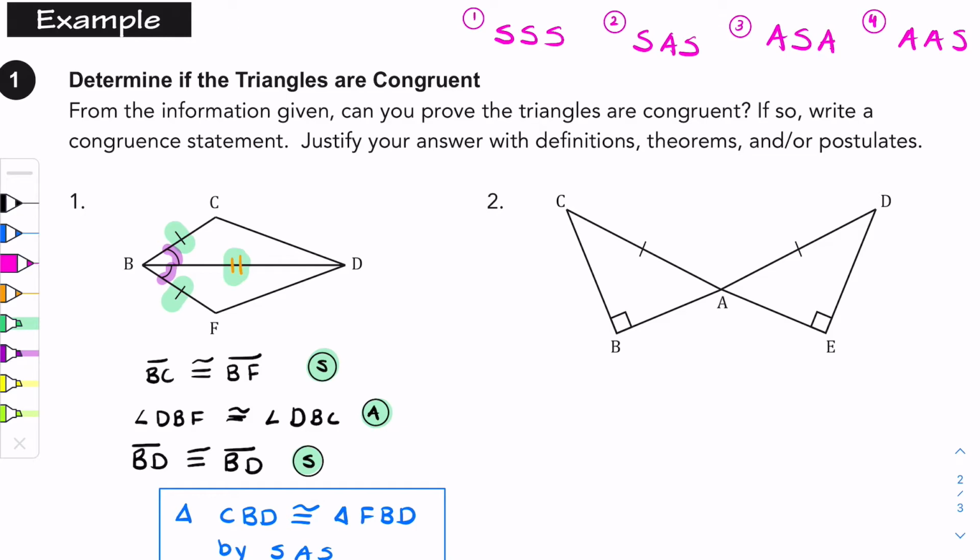Those are your 4 choices. Okay, you cannot use anything else. You can't make up different postulates. You have these 4 choices as your answer.